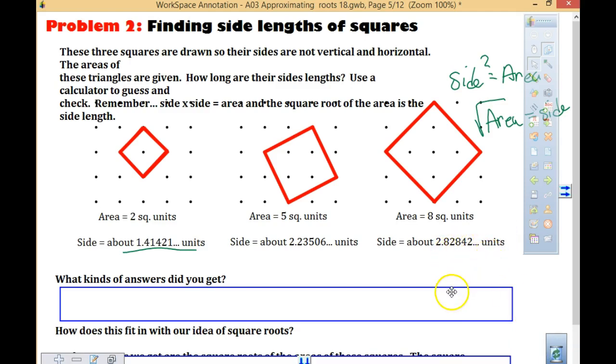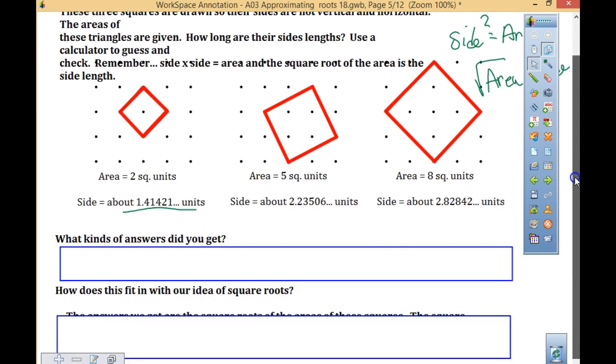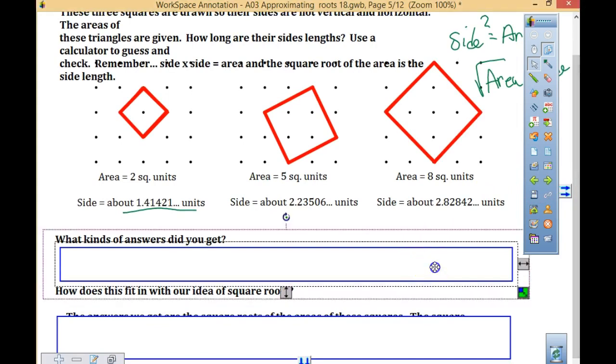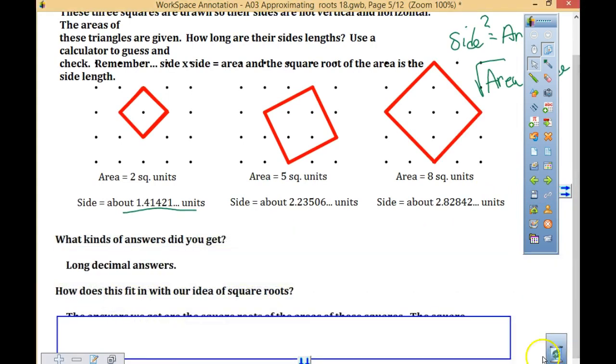2.82842 units, right? So it says, what kind of answers did we get? When you take a look at those answers, were they perfect squares? No. Long decimals, right? Long decimals.